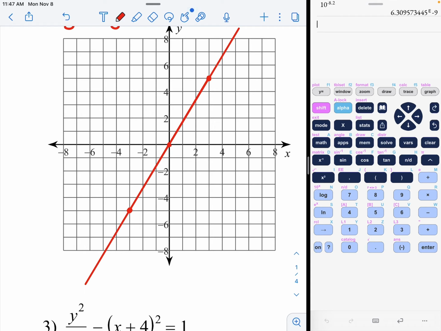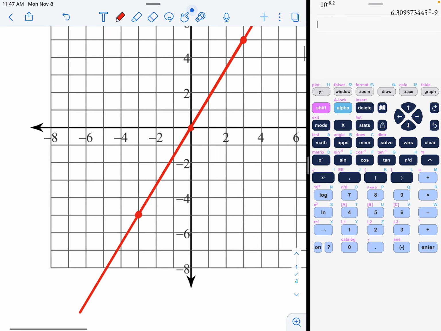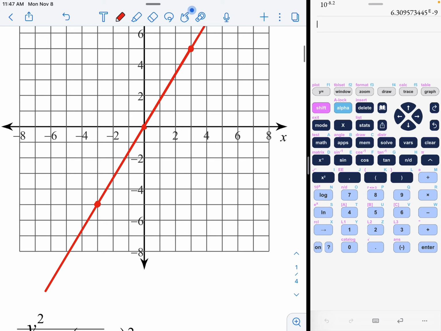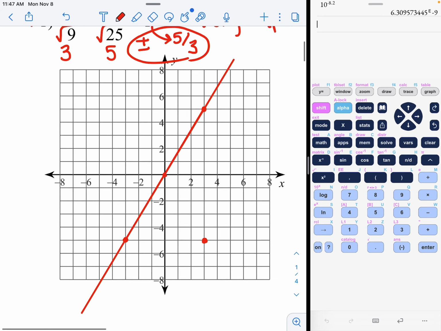Just verifying with the answer key. Okay, so I haven't taught this in a couple of years. So now what we're going to do is go down 5 and over 3 the other way. So our asymptotes are going to be a big X, and the slopes are going to be positive and negative 5/3. So we're going to go down 5 and over 3, up 5 and over 3 the other way. And it's going to go through our center that we located.